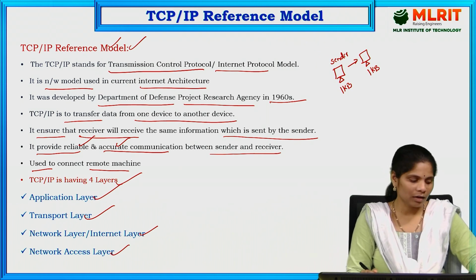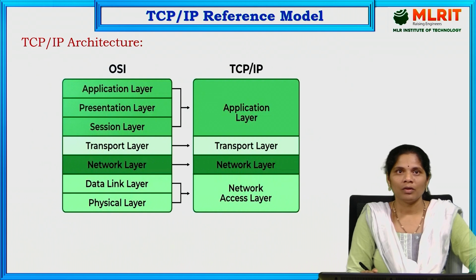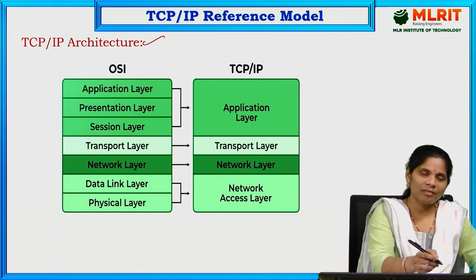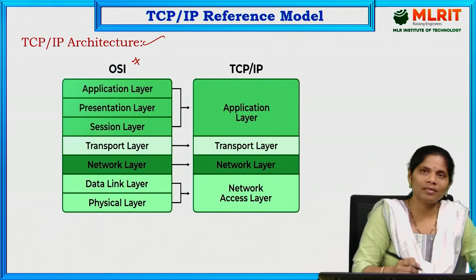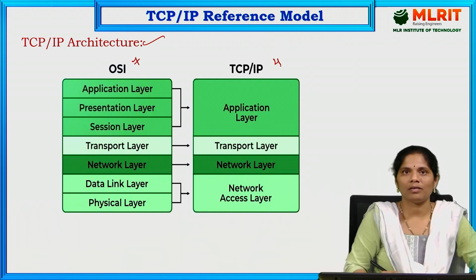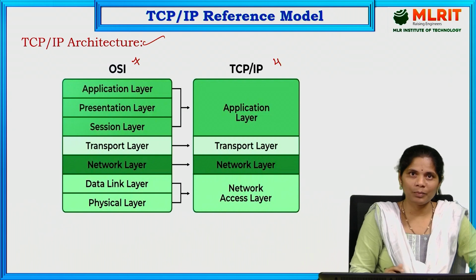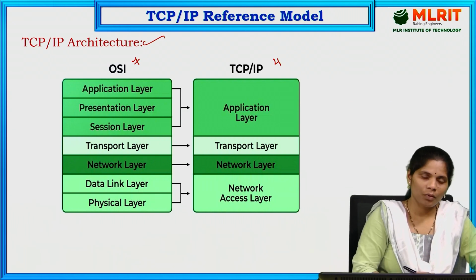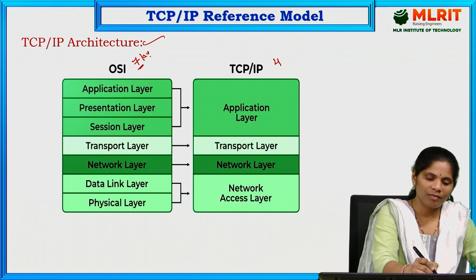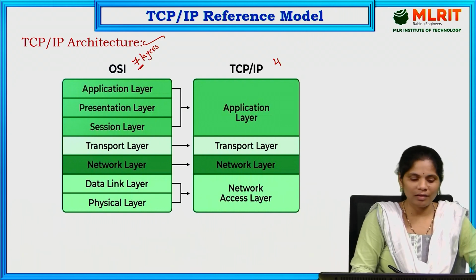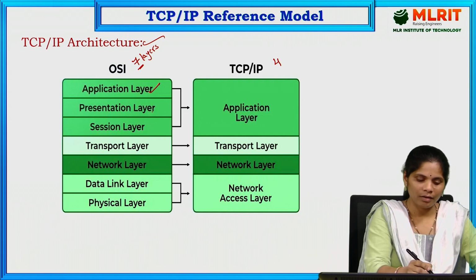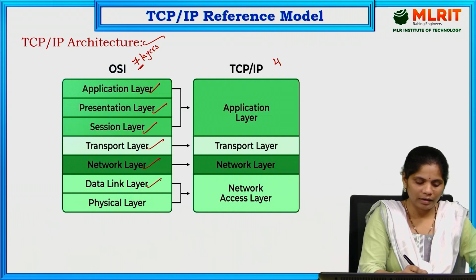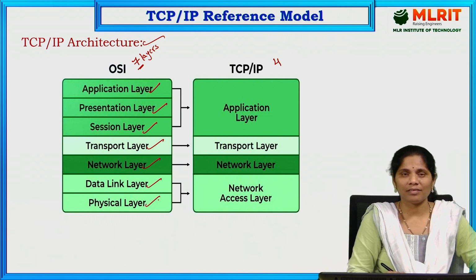First, let us see the architecture of the TCP/IP reference model. So, this is the architecture of the TCP/IP reference model. We already discussed in the previous session that OSI has 7 layers and TCP/IP has 4 layers. So, for the relation between OSI and TCP/IP, the OSI model has 7 layers, right? These 7 layers are the application layer, presentation layer, session layer, transport layer, network layer, data link layer, and physical layer. These are the 7 layers in the OSI reference model.